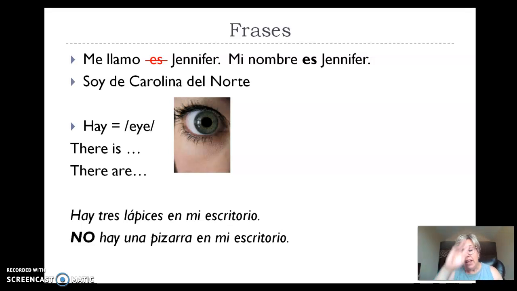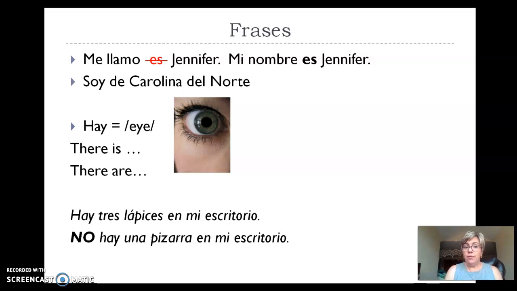Now here are the frases. So when you were doing the saludos, be careful when you say me llamo, when you're telling me your name. Don't say me llamo es Jennifer. We don't need the S. That's redundant. Me llamo Jennifer literally means I call myself Jennifer. However, there is another way to say my name in Spanish. I can say mi nombre es Jennifer. And then we do use the S, because in that case we're saying my name is. And so we need the is. We need the S. So just be careful. Whichever one you choose, don't combine them. It's either me llamo Jennifer or mi nombre es Jennifer.